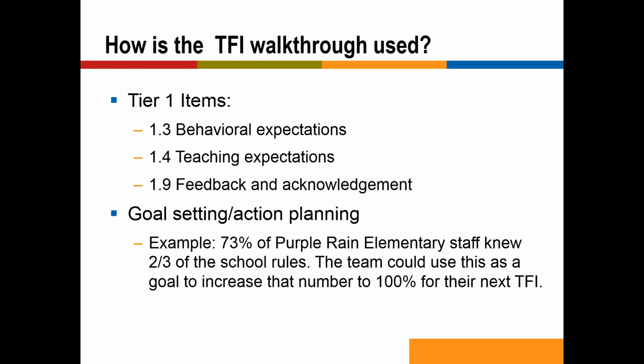The walkthrough itself can also be used for action planning. For example, 73% of Purple Rain Elementary staff knew 2/3 of the school rules. The team could use this as a benchmark to increase that number to 100% for the next TFI in their action plan if they deem that this is important enough. More examples and guidance of how to action plan around the TFI are coming up in the next sections.